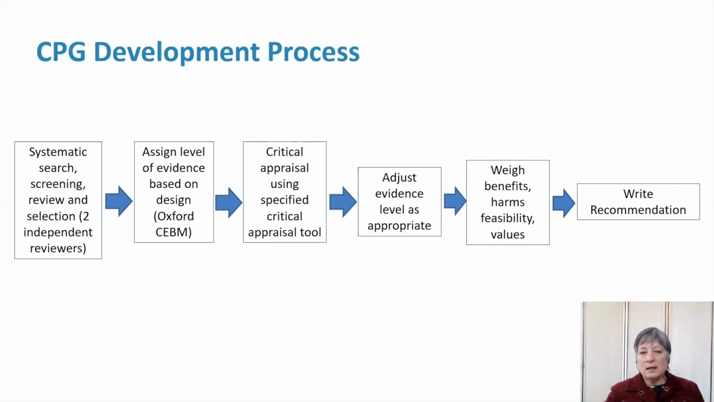In this case, the studies are assigned a level of evidence, for example, based on the Oxford system, and then the articles are critically appraised by 2 independent reviewers using a specified critical appraisal tool. The level of evidence is then adjusted based on that critical appraisal. And from there, the body of the evidence is synthesized, and the benefits, harms, feasibility, and values are weighed in order to write the recommendation.